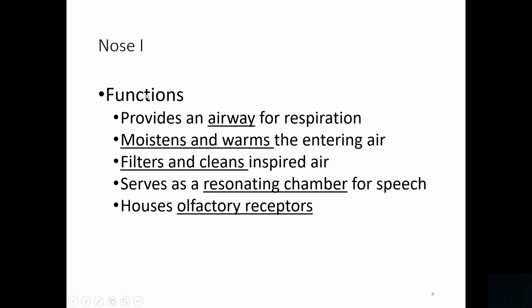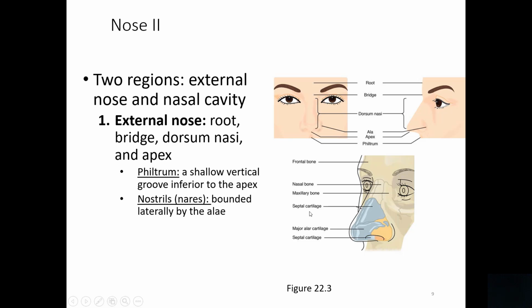We start from the nose. Functions of the nose include: it provides a way for the air into the lungs. It moistens and warms the air. It also filters it and cleans it from bacteria and dust particles, and it serves as a resonating chamber for speech. When your nose doesn't work well, when it's clogged, your voice changes. And finally, inside of our nasal cavity, there are olfactory receptors for smell.